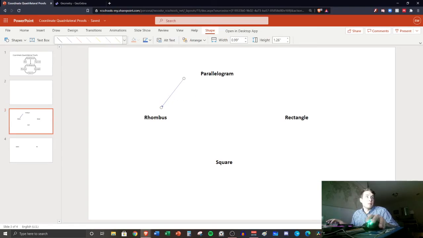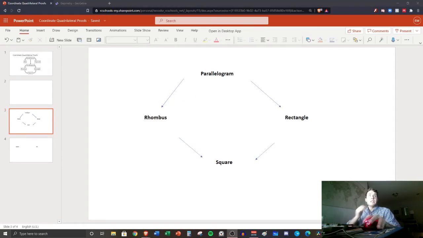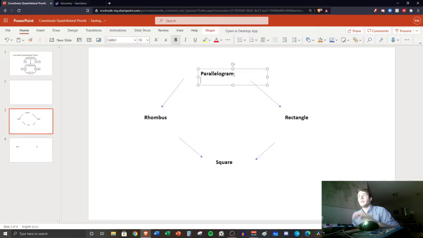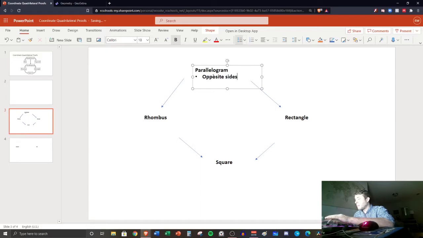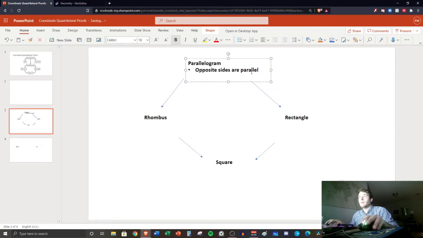I'll get everything set up, one second. All right, so I've got my diagram set up, and you're going to want to have something similar to this. And then we're going to be putting some bullet points down below these. So what makes a parallelogram a parallelogram? Well, the main rule for parallelograms is that opposite sides are parallel. That's important. All right, that is the rule for parallelograms.